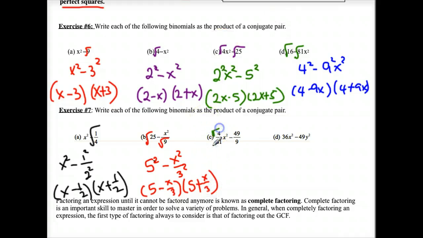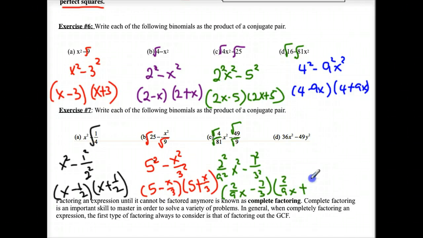Take the square root of every number here. Whoa, there are 4 numbers here. So this becomes 2 squared over 9 squared x squared minus 7 squared over 3 squared. Branch these off: 2 over 9x minus 7 over 3 and 2 over 9x plus 7 over 3.